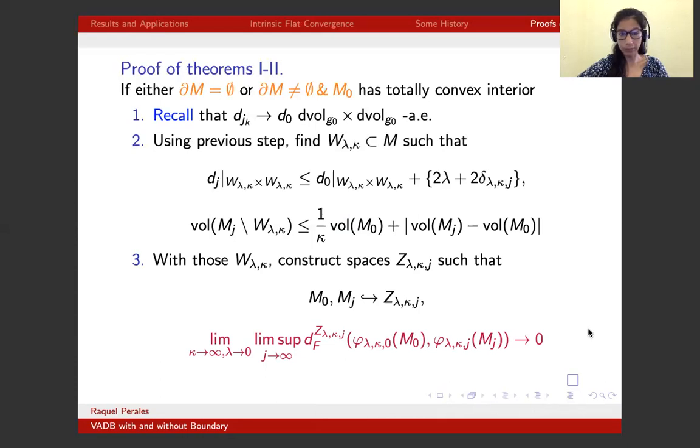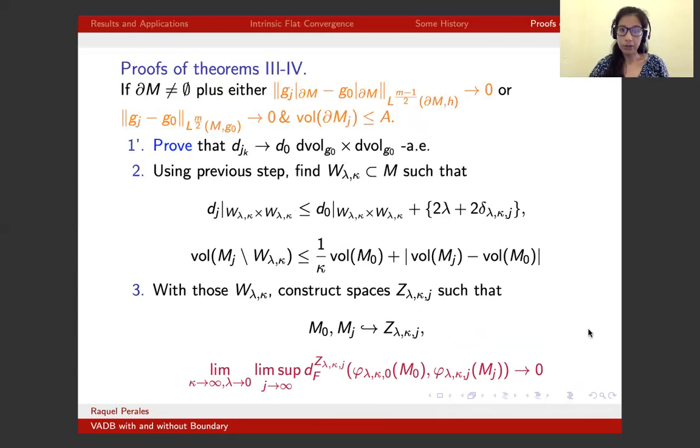Okay, so let's move on. Now, in order to prove theorem 3 and theorem 4, we have very similar steps. So step 2 is going to be the same, step 3 is going to be the same, but here we won't be able to use Brian Allen and Cristina Sormani's result. So we will have to prove convergence of the distance functions to 0 almost everywhere.